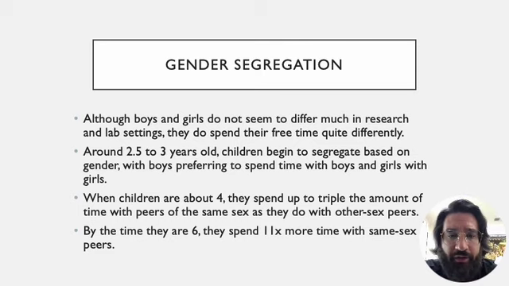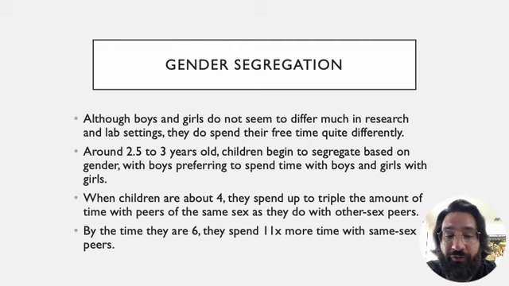And so we noted this idea that in elementary school, there's this kind of gender segregation that goes on, right? Although boys and girls do not seem to differ much in research lab settings, they do spend a lot of their free time quite differently. Around 2.5 to 3 years old, children begin to segregate based on gender, with boys preferring to spend time with boys and girls with girls. Of course, this is not always the case. We're not saying that all boys pursue boys and all girls pursue girls at this age. We're just saying that generally speaking, that's what we observe.